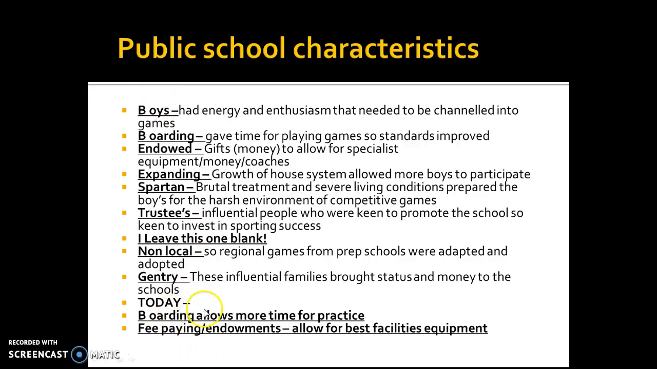Now the key things that have stayed the same today, boarding. A lot of private schools still have boarders, and boarders means that, one, it's time away from family, but two, more importantly, it gives them more time for practice, okay, and study, but also practice.